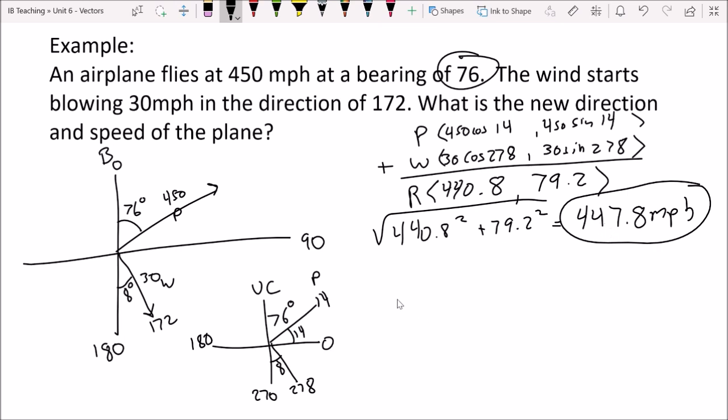That's great. We also need to find the direction. While you don't have to draw the picture, I find that I'm really prone to getting them wrong if I don't. So I'm going to draw the picture. So we have a triangle that goes 440.8 to the right, and it's going up with 79.2. There's the vector. There's the angle. Let's go find it. So that would be tan inverse of the y over x. So tan inverse of 79.2 over 440.8. And so here we go. Calculator time.